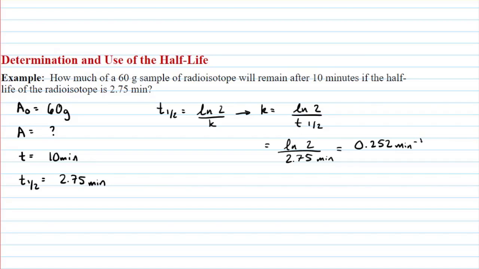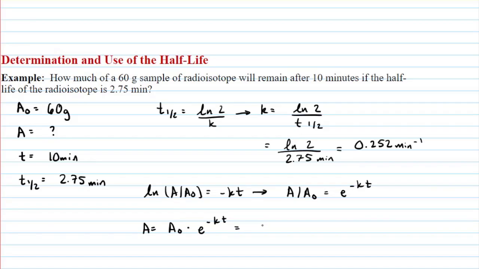Let's go ahead and use that first order kinetic equation. Pretty straightforward. It's going to be your best friend, this one equation. Okay, so again, we're looking for A, right? So let's go ahead and rearrange that equation for A. So take everything to the power of e to get rid of that ln. A is going to be equal to A naught times e to the negative kt.